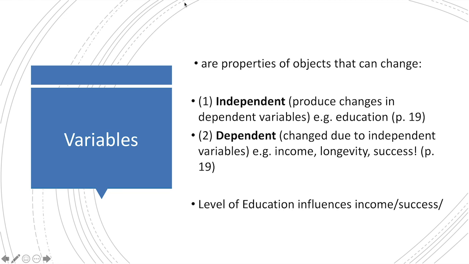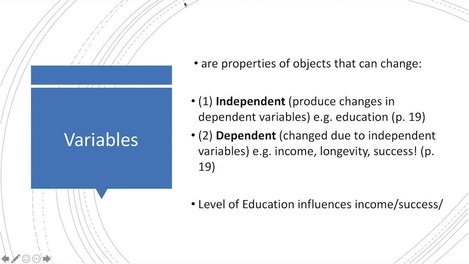This is crucial for doing work in the social sciences and in science in general. And you'll see in the textbook a very easy and straightforward definition of a variable, which is properties of objects that can change. They vary. We're looking at independent variables and dependent variables. Independent variables are ones that produce changes in dependent variables. So here we're using an example of education. Dependent variables are ones that are changed due to independent variables.